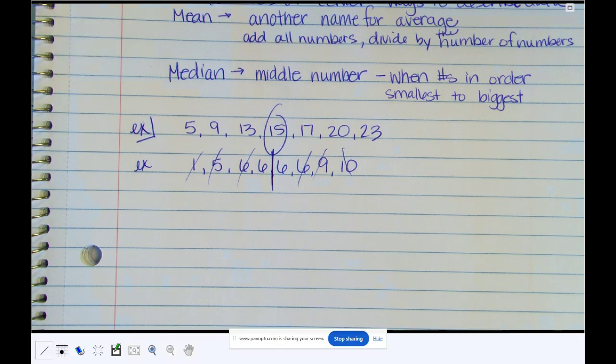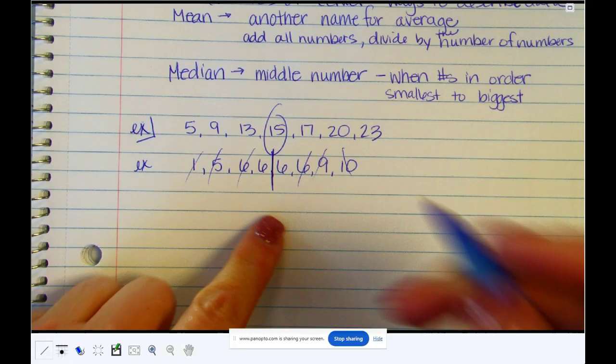So you can look at this. Do you see how many numbers are on the left side of my line? How many numbers are on the left side of the line? 4. How many are on the right side of the line? 4. Median divides your set of numbers in half. Okay, now, where is that? It's between a 6 and a 6. So what number is between a 6 and a 6? 6.